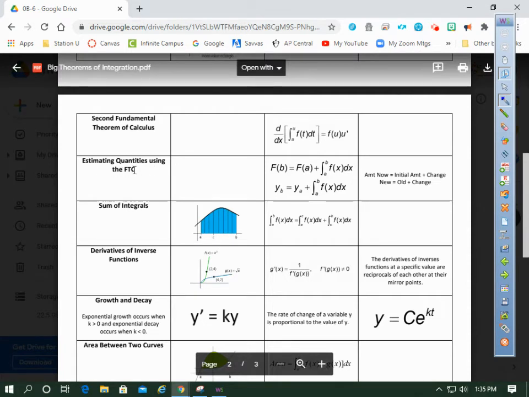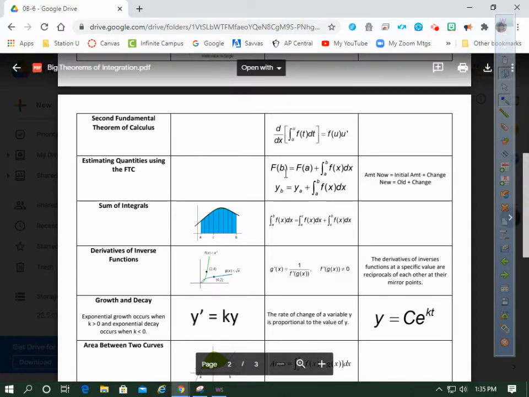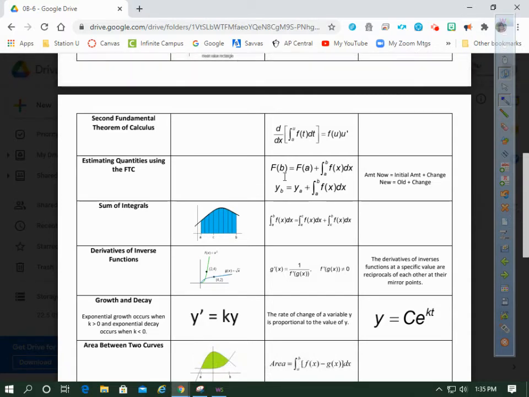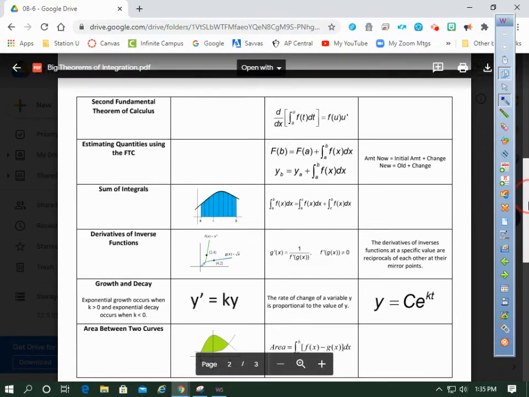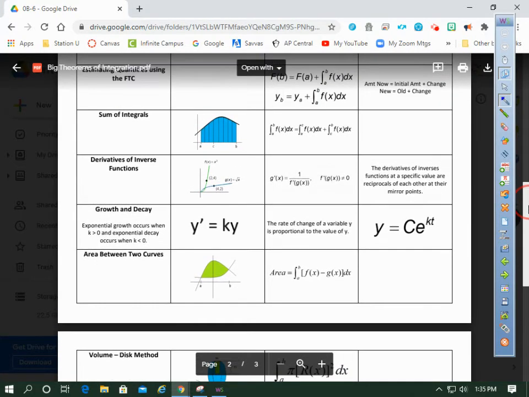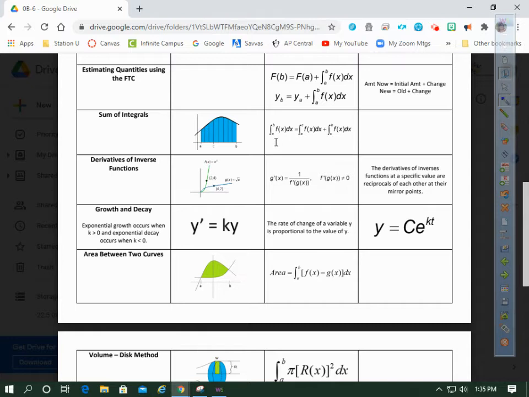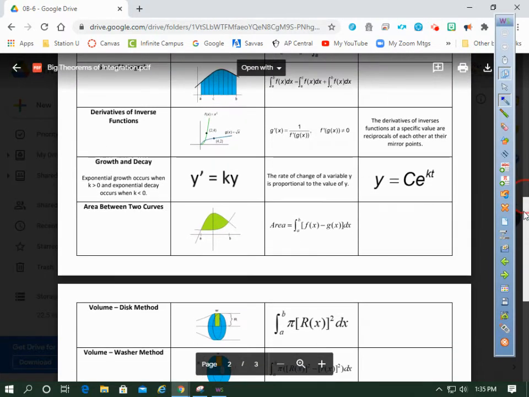And then here's estimating quantities. This is where your amount now equals your initial amount, or your old amount, plus the change. That's using the fundamental theorem of calculus and just rewriting it. And then the sum of integrals is where you start getting areas. This tells you that you can add two integrals together to get the whole thing. So if you want the area all the way from A to B, you can add A to C plus C to B and get the total from A to B. So you can add integrals together.